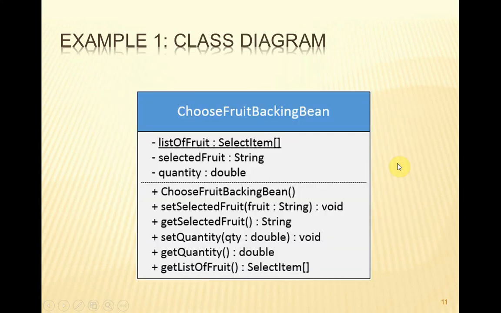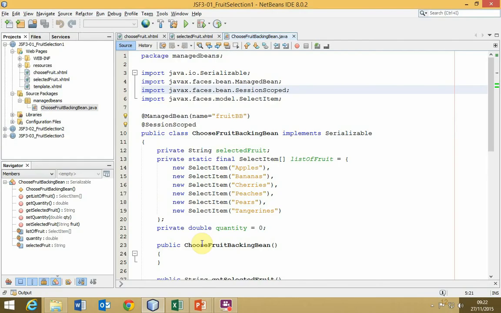Here's the class diagram for the backing bean. You can see that the list of fruit is an array of select item. You can also see that I've made it static, purely and simply because it's not going to change really, and if it does change, it's going to change for every single instance of this class. So let's take a look at the code for this.